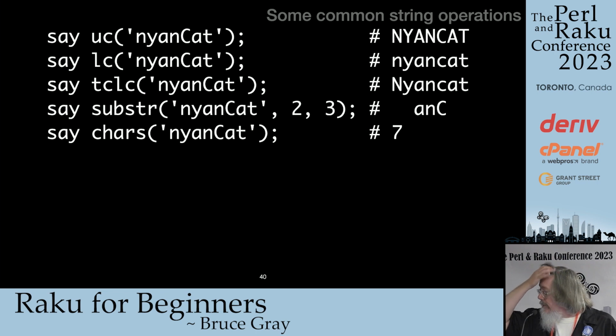Common string operations. You might recognize some of that from Perl. We have uppercase, lowercase. Used to be you'd have to do lowercase and then UC first in Perl. Now we just have one operation. It's title case, lowercase. Substring and chars. It used to be length in Perl. If you try to use length in Raku, it'll tell you we don't have a length operator deliberately.